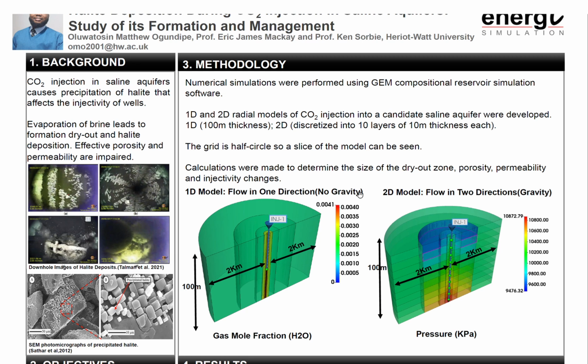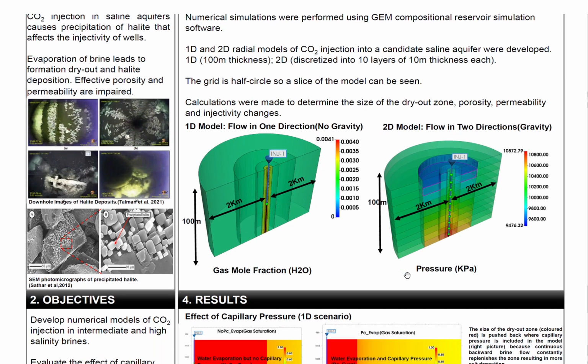So this is the 1D model, flow in one direction. That's why it is called 1D model, because the flow is in one direction, only horizontal flow, no gravity. For the 2D flow, we have flow in two directions when we included the gravity component. So the flow here is both vertical and horizontal, and that's why it is called a 2D radial model. And now to the results.